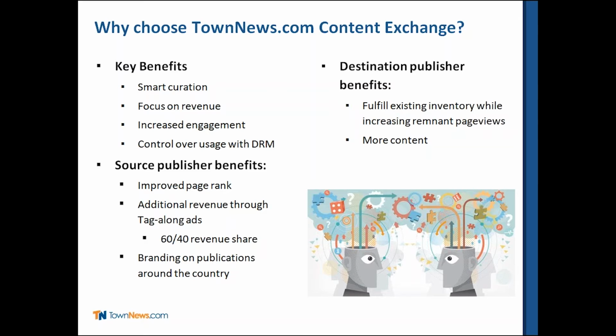And then for the destination publisher, what we found is a lot of our newspapers are creating these niche categories based on demand from advertising. So health is a good one that a lot of customers have identified. But one of the problems they have is they're not generating enough content to fulfill their existing inventory, whether it's locally sold or inventory that they are hoping to capture through Remnant. So by having more content, you're definitely going to be able to fulfill your existing inventory and then hopefully capture more Remnant page views.